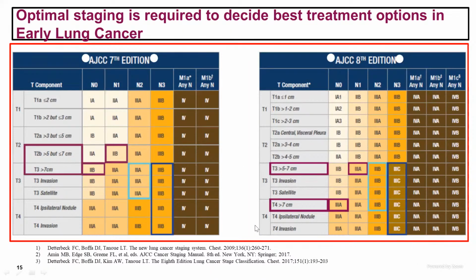This is the AJCC 7th edition and 8th edition staging of lung carcinoma. There is only one difference. In AJCC 7th edition, T2b was greater than 5 centimeter but less than 7 centimeter, and T3 was greater than 7 centimeter. That has changed. T3 is greater than 5 but less than 7 centimeter, and greater than 7 centimeter is a T4 lesion. It has upstaged it in the AJCC 8th edition.